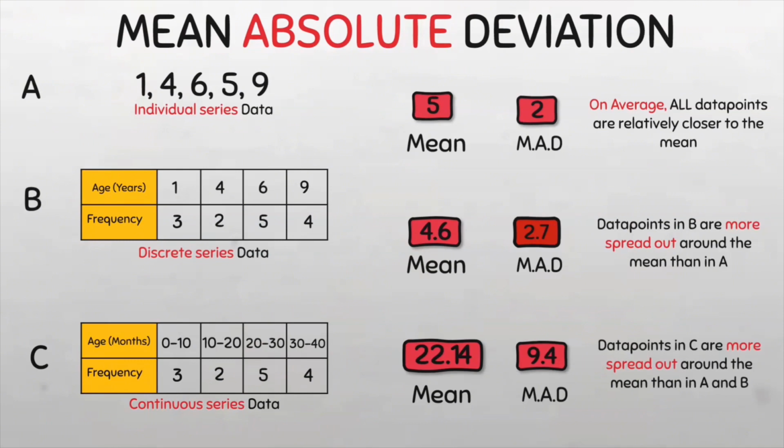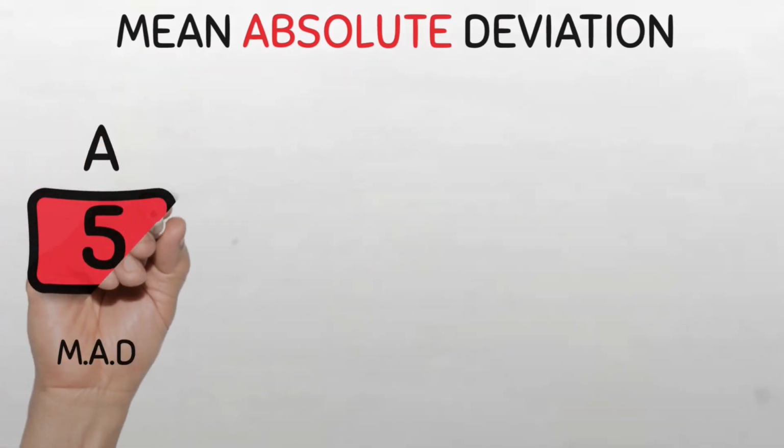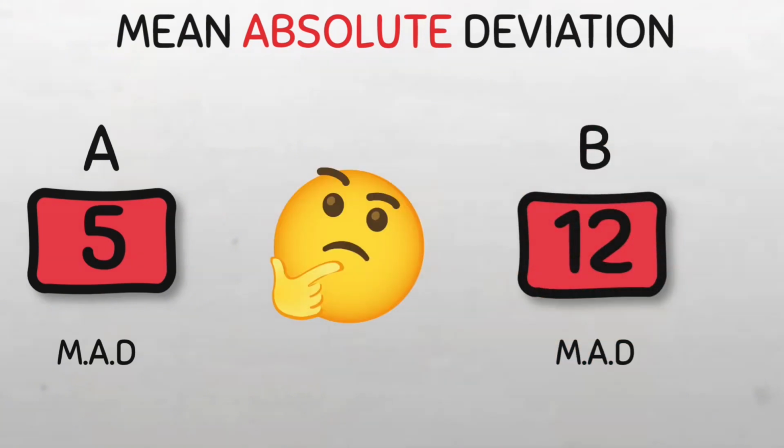So this is how to compute and interpret the mean absolute deviation of individual, discrete, as well as continuous series data. Now it's your turn to answer a quick question. We have 2 data sets, A and B. A has a mean absolute deviation of 5 and B has a mean absolute deviation of 12. Which one has more variability around its mean?